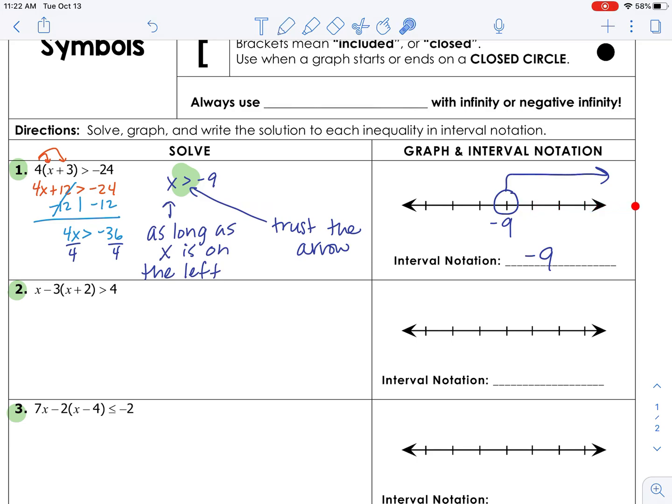Then from there, we keep going, and we keep going, and we keep going forever and ever and ever. This is forever this way. Okay, that is positive infinity. So we're going to start at -9, and we're going to go to positive infinity.